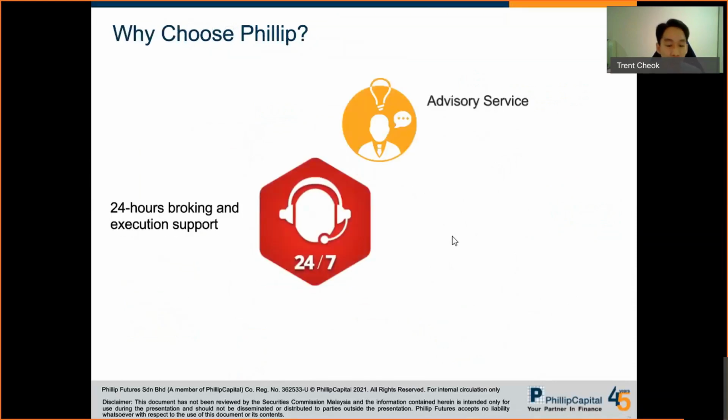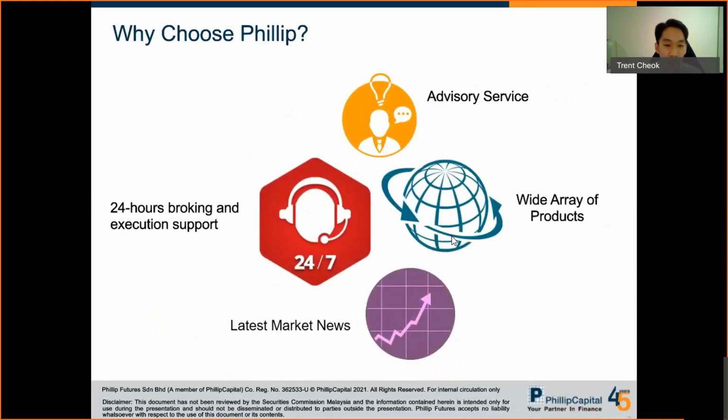Okay, so what kind of products and services do we offer? We have 24 hours broking and execution support. So if you are trading the foreign markets, which are open at nighttime as well, we provide support to you. Don't worry that there's no support for the night market. We are always available 24/7. Then we also provide the latest market news. We will send our recommendation for the day to your email, and whatever market news we'll send through Telegram as well. And we also offer a wide range of products, covering local and foreign futures, as shown in the slide earlier, where we cover a lot of exchanges.